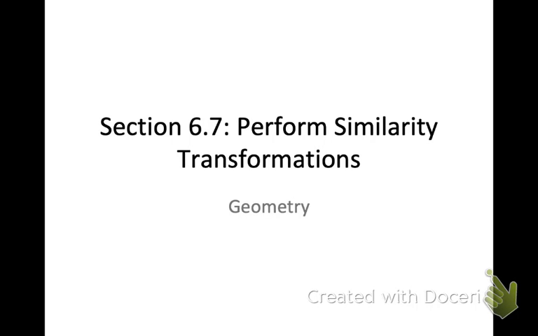In chapter 4, we talked about congruence transformations when we were talking about congruent triangles. And our congruence transformations were reflections, translations, and rotations. Well, in chapter 6, we get to our last transformation, which is dilations, which is a similarity transformation.